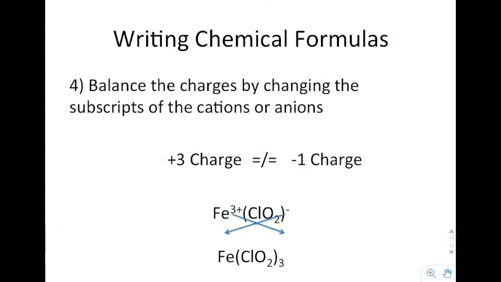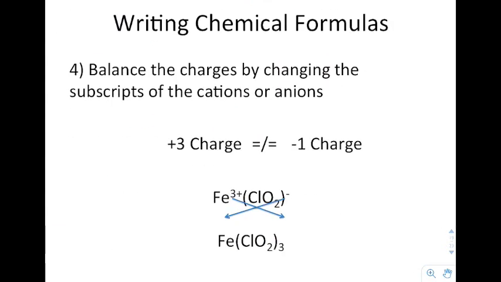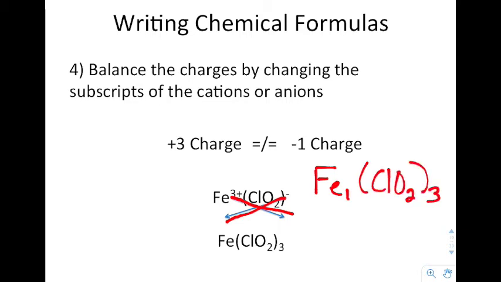So the last thing I need to do is I need to balance the charges because they're not equal. So the easiest way to do this is to crisscross. You take the 3 and you move it here, and you take the 1 and you move it here. So I would have something like Fe1ClO2 3. Now, whenever we have a 1, we don't write it because it's just understood at that point. So what we get is this right here. This is the chemical formula for iron 3 chlorite.